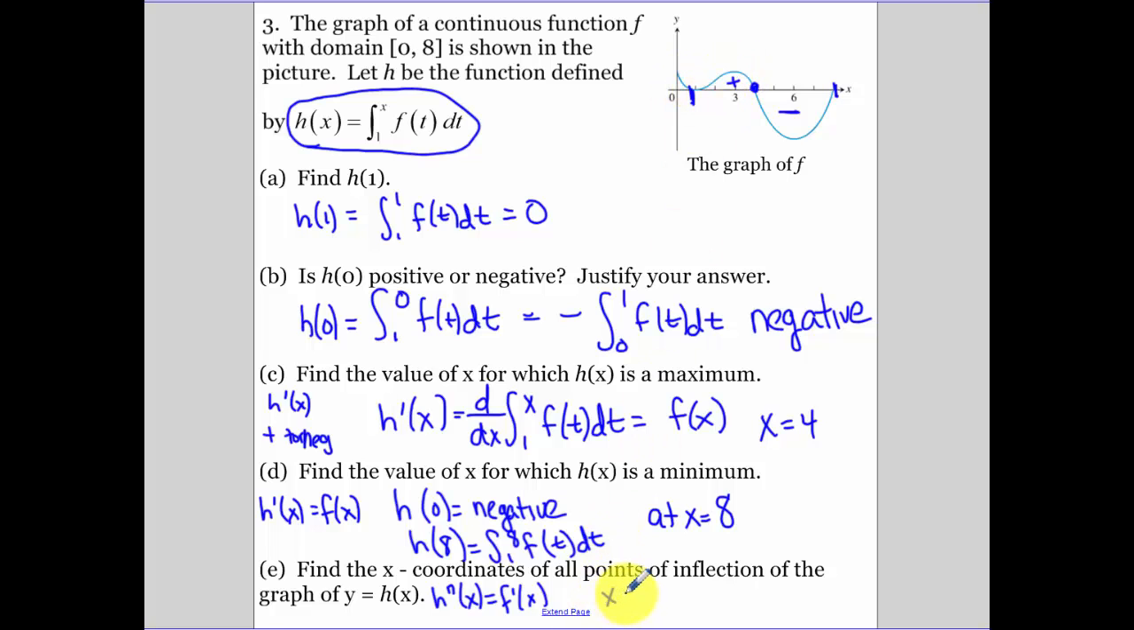So one of them is x equals 1. Then I change at, looks like approximately 3. And then again, here at 6. So points of inflection are when the second derivative changes signs, when the first derivative changes from decreasing to increasing and back and forth.